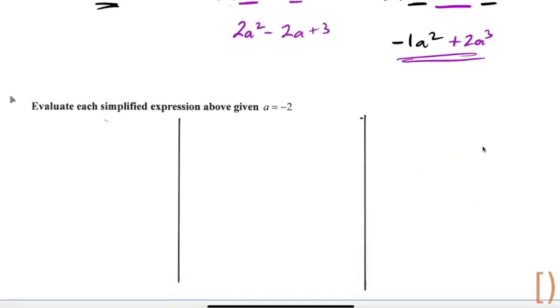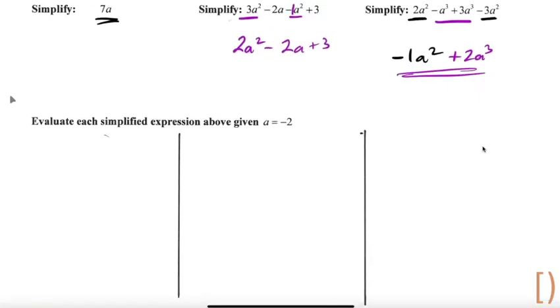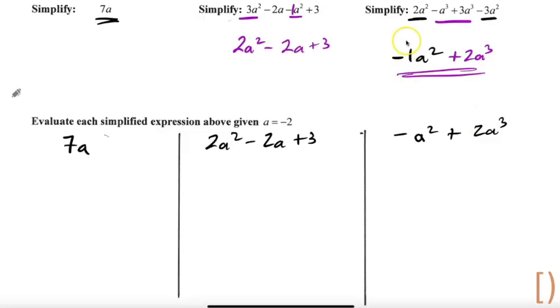Next, evaluate each simplified expression above given a is -2. So we want to go back to our values here. Our answers are 7a, 2a squared minus 2a plus 3, and -a squared plus 2a cubed. You can put the -1 in front, but you don't really need the 1. Anytime it's a 1, you can just leave it, but either way it works.